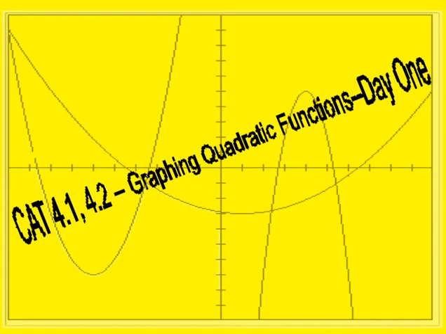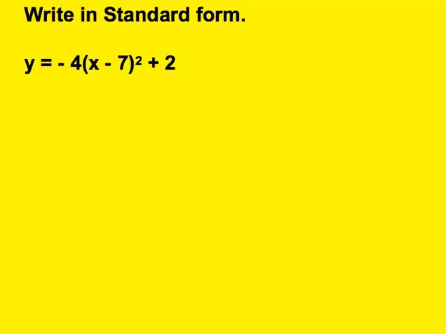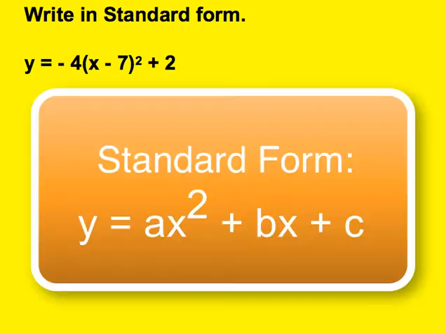Today we're going to start section 4.1 and 4.2, graphing quadratic functions. First thing we need to do is write a function in standard form. In order to do this, for y equals -4 times (x minus 7) squared plus 2, first what I want you to think about is the (x minus 7) squared.